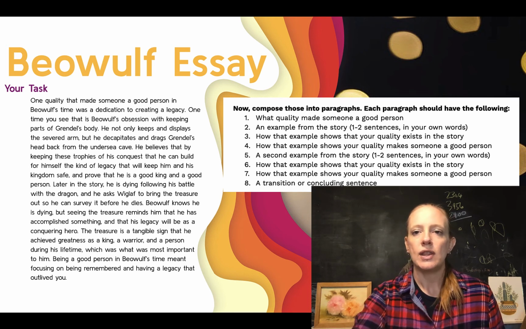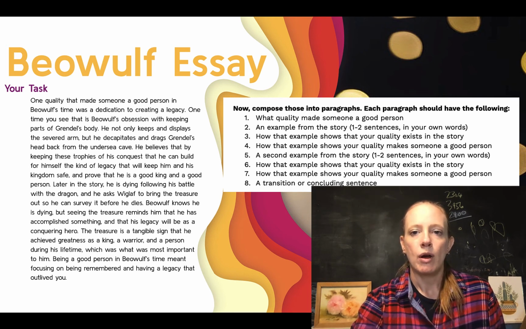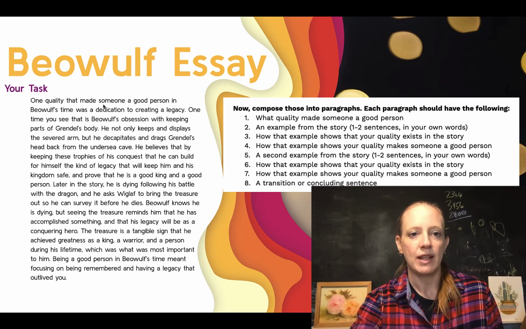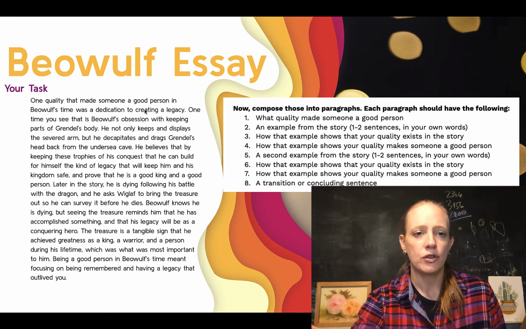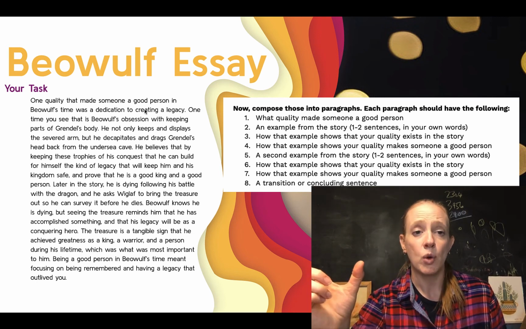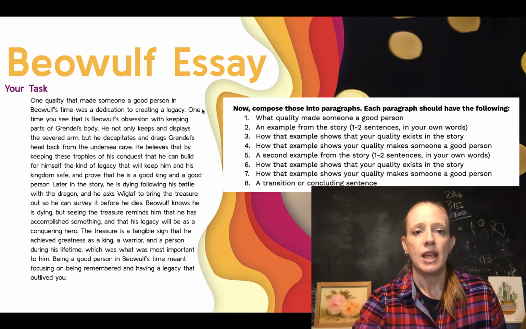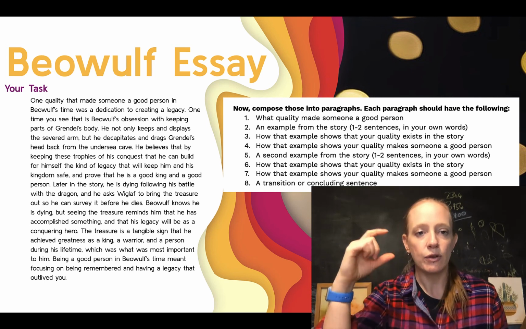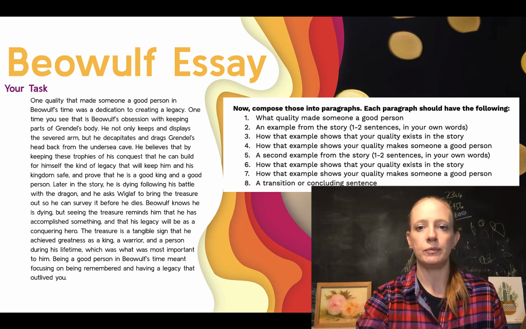Okay, so if you look at the outline that I've given you, what quality made someone a good person? And I use that almost exactly, one quality that made someone a good person. That first sentence, if you want to take it almost word for word and just replace it with your quality at the end of it, that's fine. And then an example from the story. Now again, this can be one sentence or a couple sentences, but do not make this the meat of the paragraph. It needs to just be a quick, here's the part in the story, here's the example.